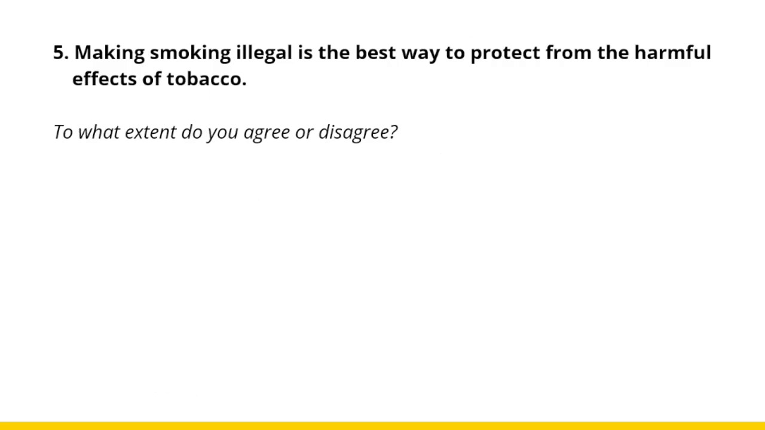In this slide, you can see our final type of essay, number 5. It's about agree or disagree. The prompt states the following: making smoking illegal is the best way to protect from the harmful effects of tobacco. And your task: to what extent do you agree or disagree? So when you have this type of essay, you need to pick one point and then provide a reason for each point. I mean, whichever point you are choosing.